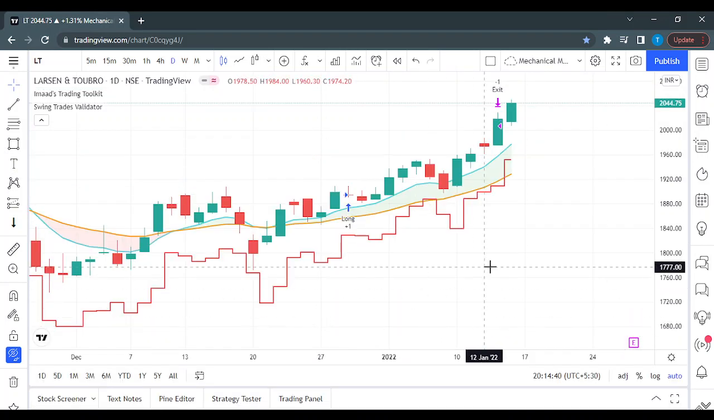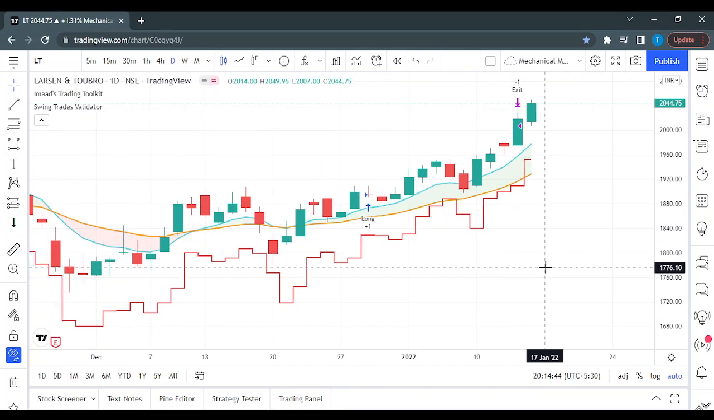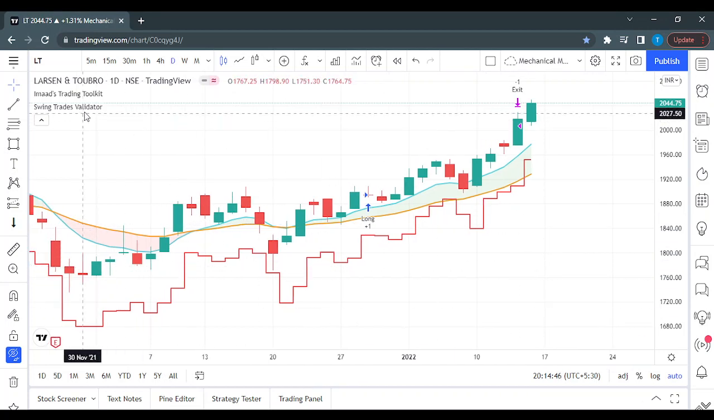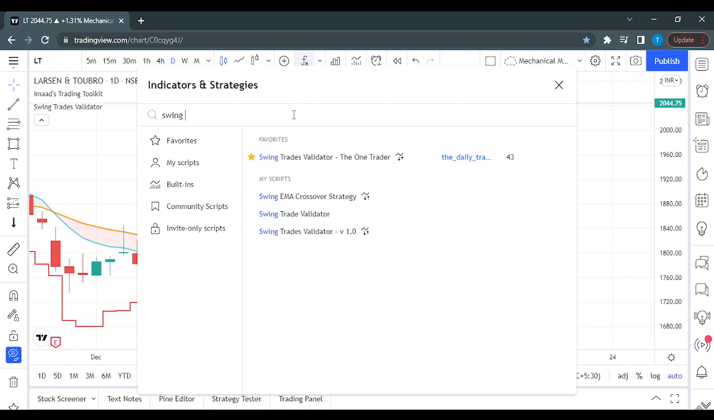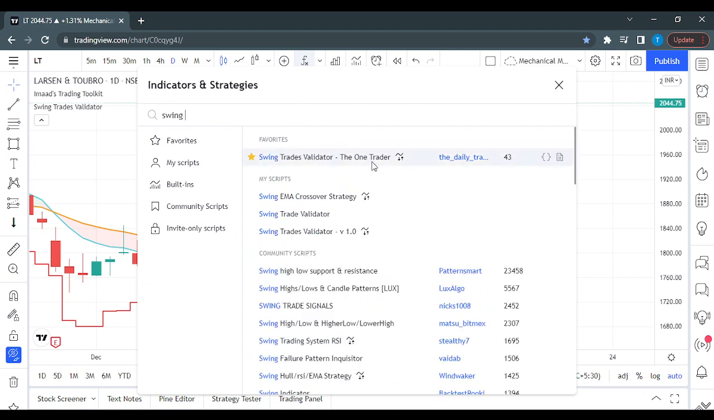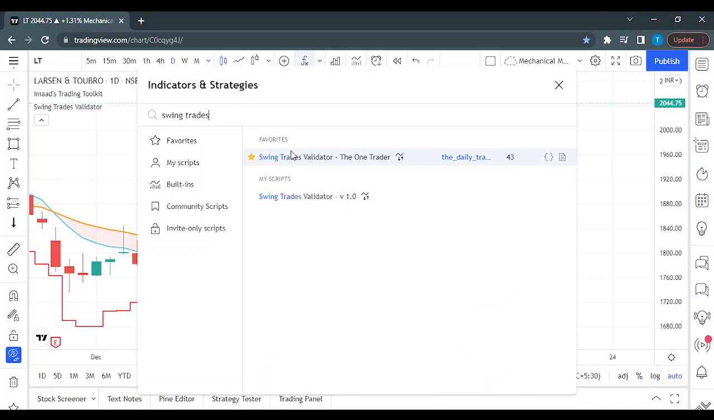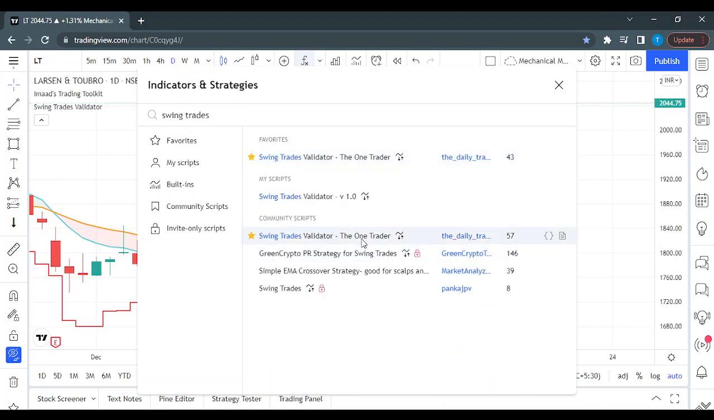So yeah, that's about it. This has been a long video, but I'm very sure this is going to be really helpful. Please find this swing trades validator on your indicators and strategies, add it to your chart, and I'll tell you why you would need this, right? And swing trades validator here by the daily trader.